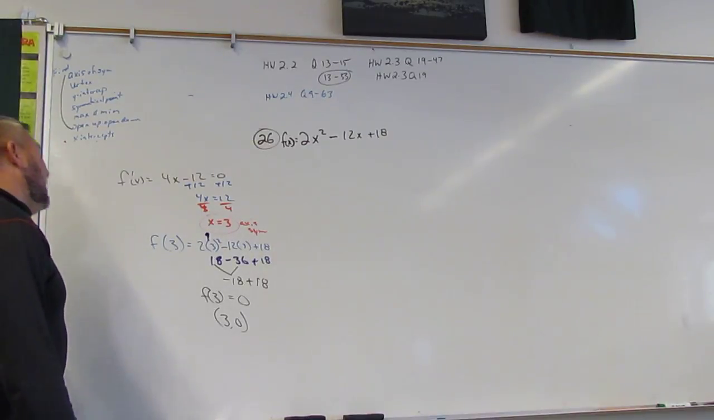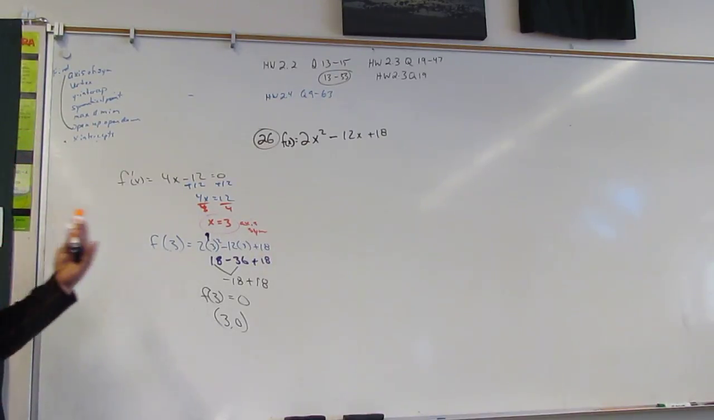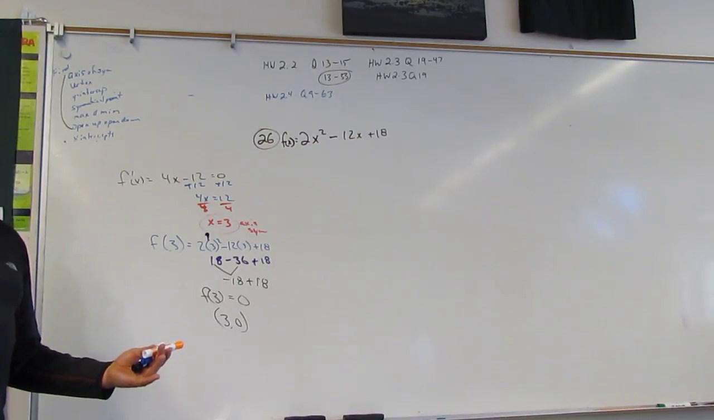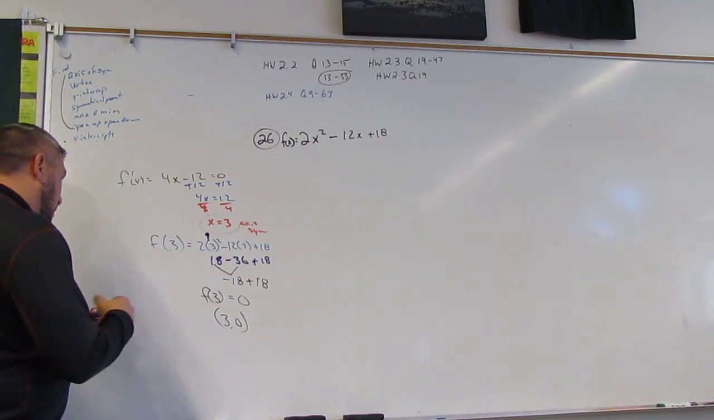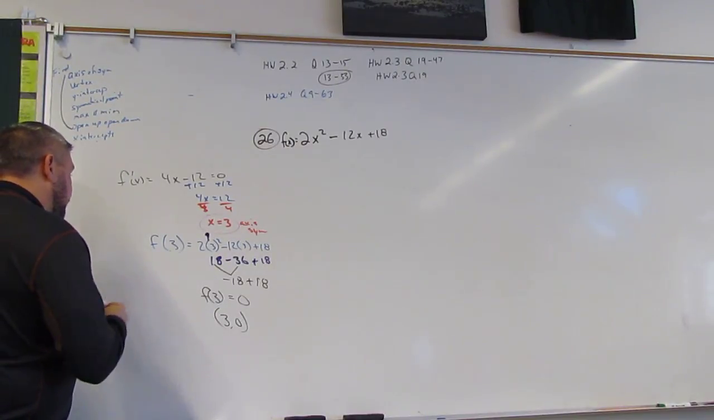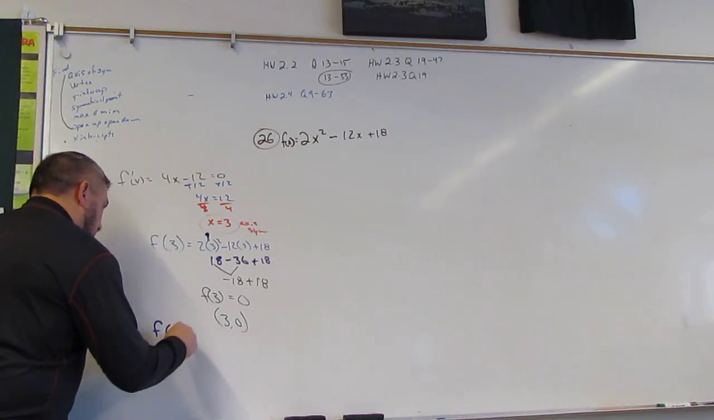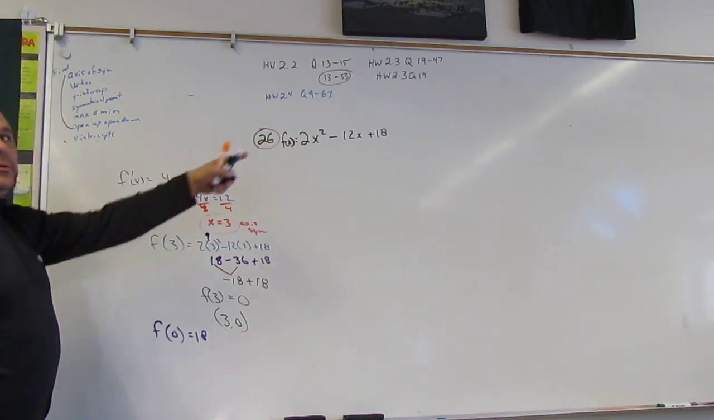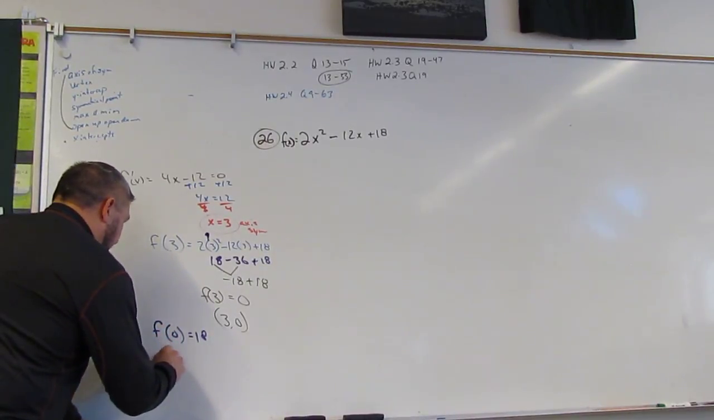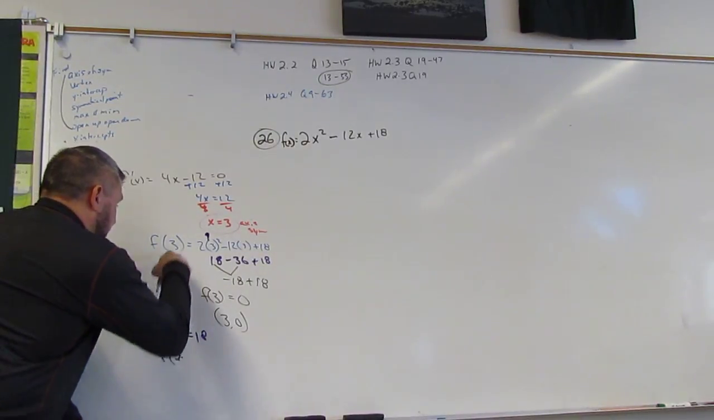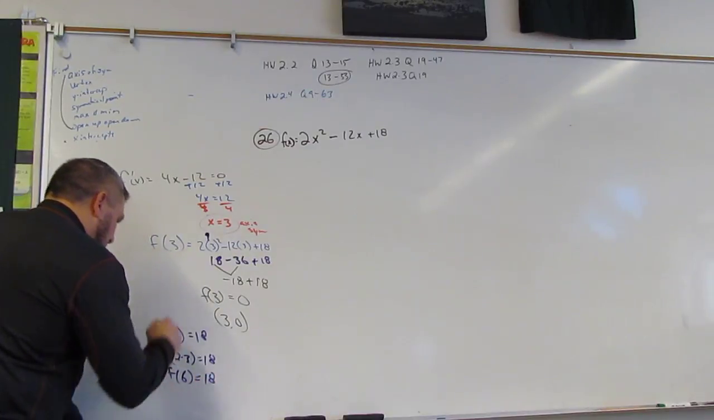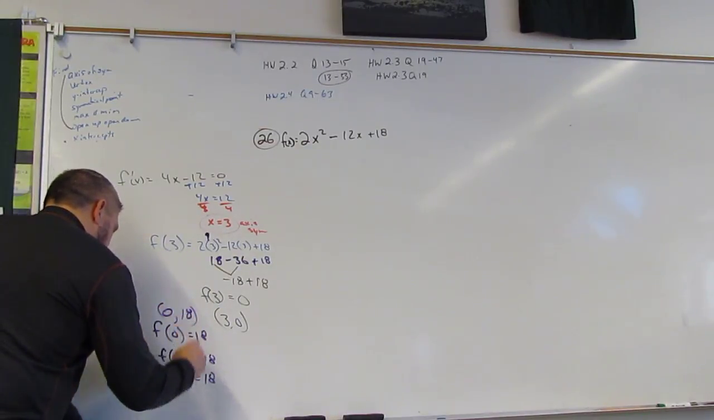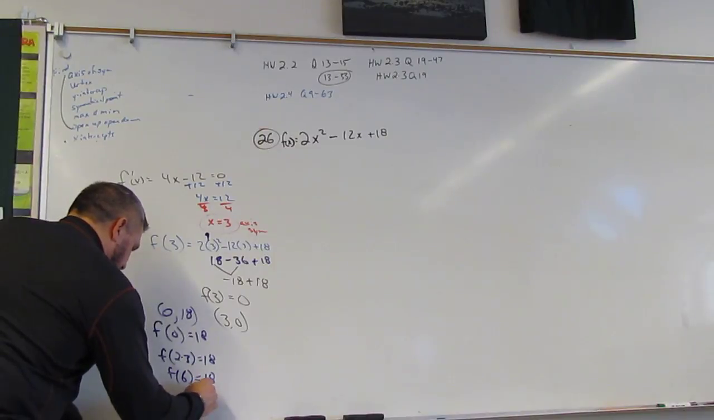Okay. Now I need a couple other points, right? I need to plug in 0 for x, right? So what is f of 0? Well, it's 18, right? And then when I plug in f of 2 times 3, I better get 18 also. So when I plug in f of 6, I should get 18. So I have 0 and 18, and I have 6 and 18.